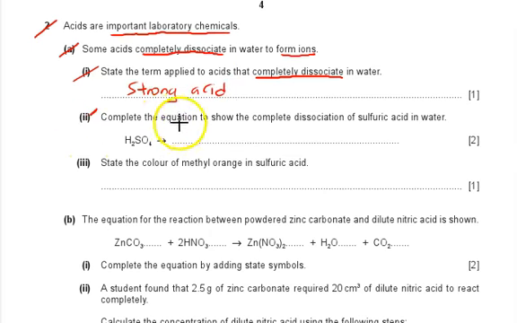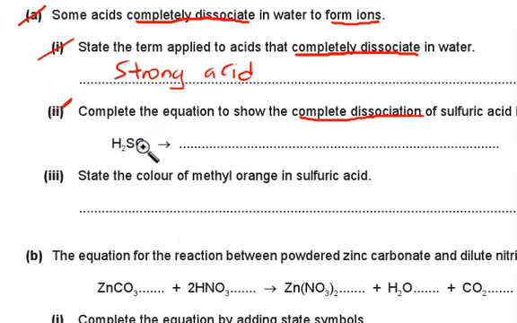And complete the equation to show complete dissociation of sulfuric acid in water. So we have here sulfuric acid. It will completely dissociate. So remember, acid is a proton donor. Alright, it's a proton donor. Acid is a proton donor.